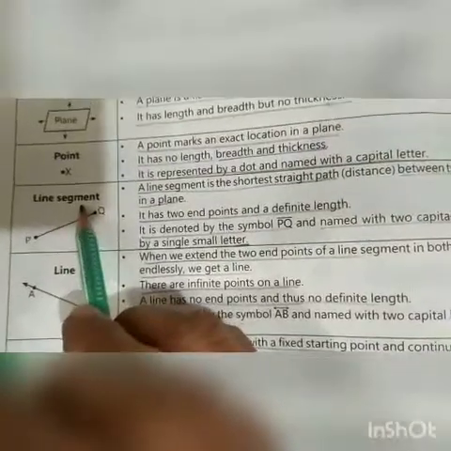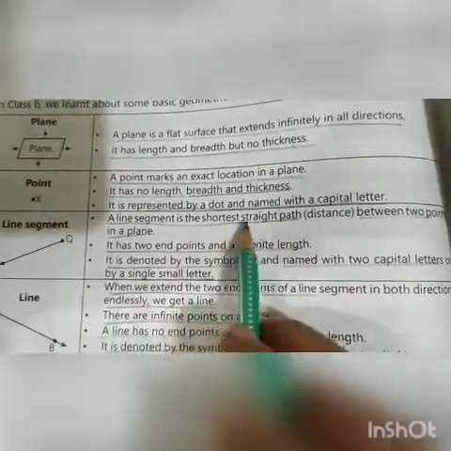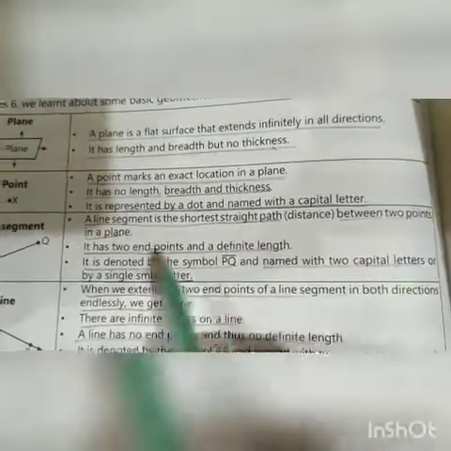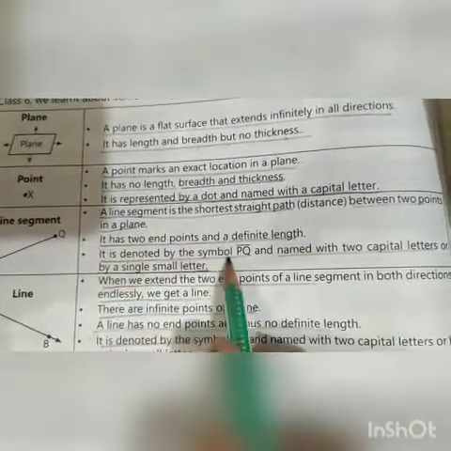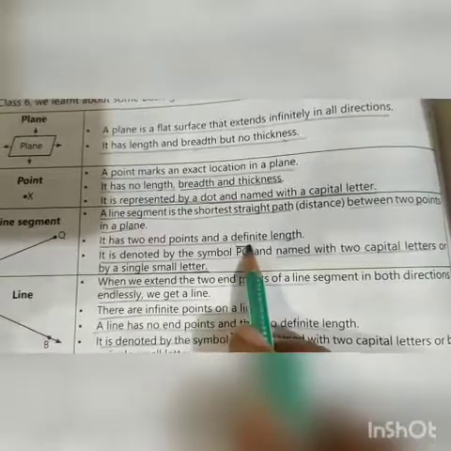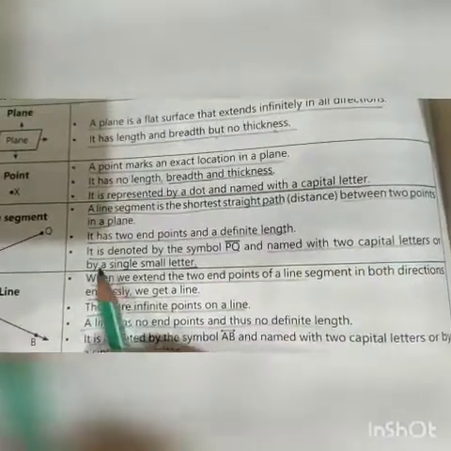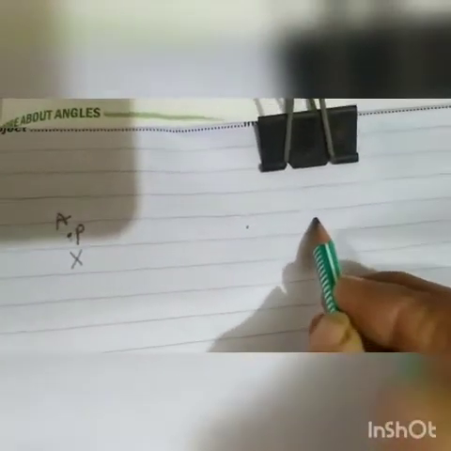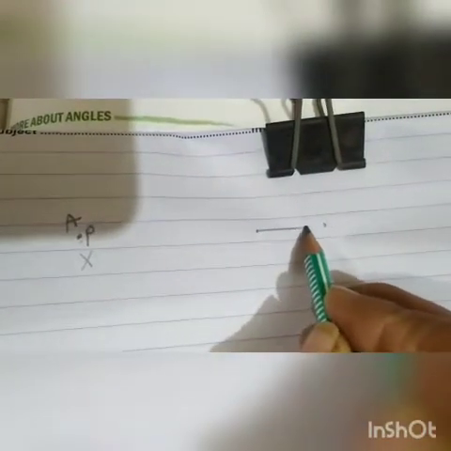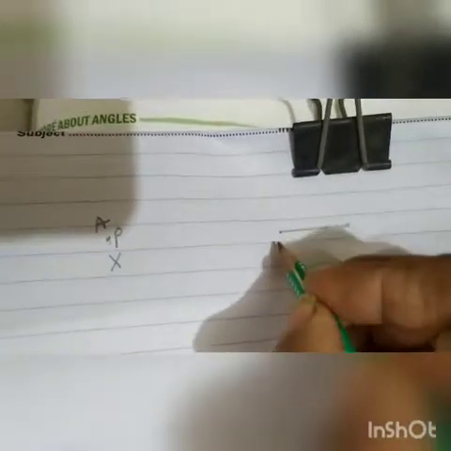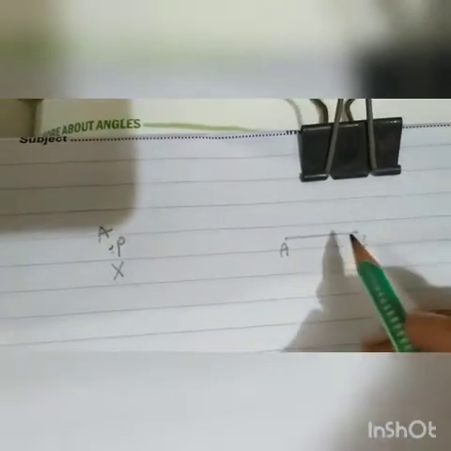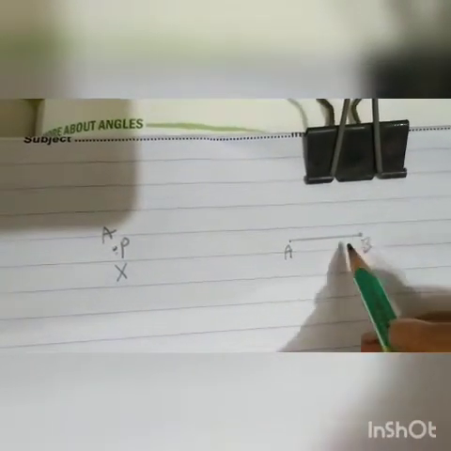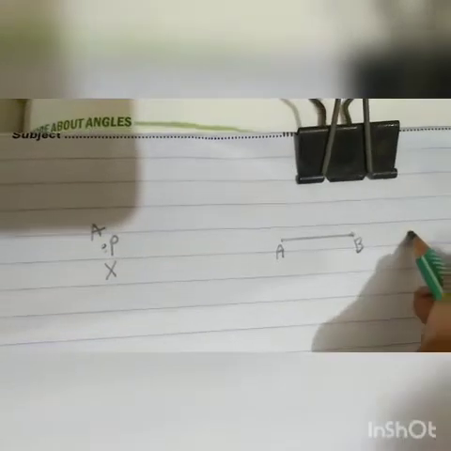Next is line segment. What is a line segment? A line segment is the shortest straight path between two points in a plane. It has two endpoints and a definite length. It is denoted by this symbol and named with two capital letters or by a single small letter. Suppose I am marking these 2 points and joining them. This is a line segment, and if I give these 2 points the names A and B, either we can give 2 capital letters or we can also give a small letter.